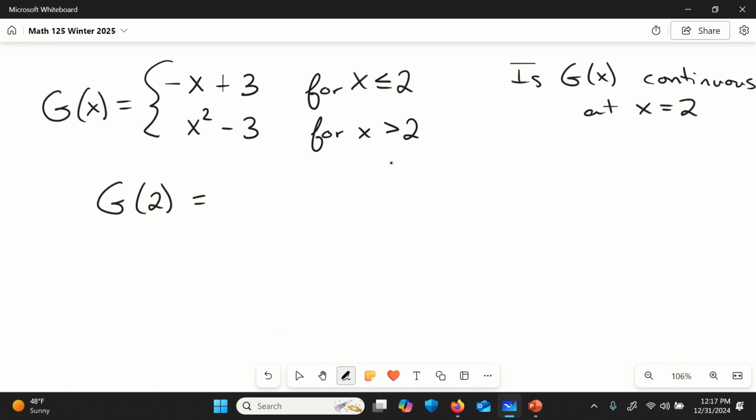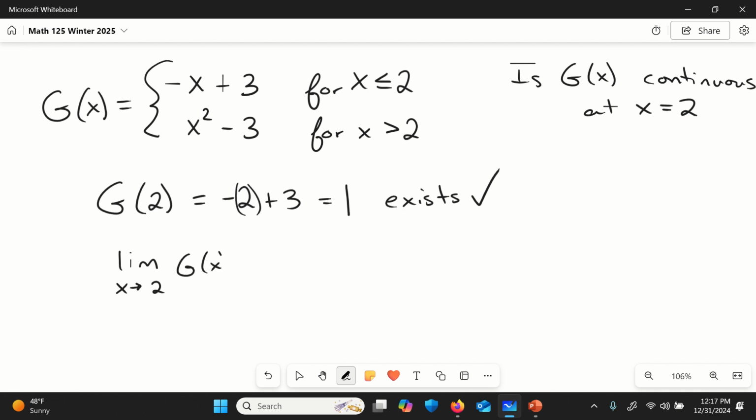So g of 2, if I plug in the value 2, I'm going to follow that top rule. We'll have -2 plus 3. -2 plus 3 equals 1. So yes, it exists, and it's equal to 1. The second property is that the limit as x goes to this value 2 on our function g of x must exist. If that exists, the limit from the left and the limit from the right will be equal.